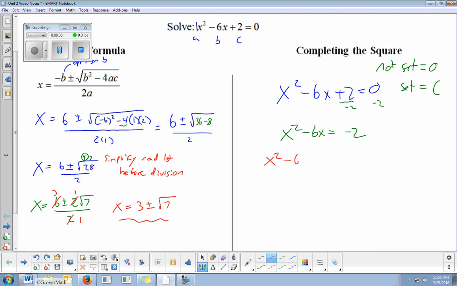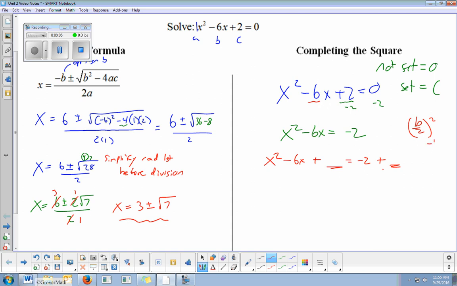But we add something to both sides here. So we make this plus something equals negative 2 plus something. And that something comes from a little mini formula of b divided by 2, squared. It doesn't really matter whether it's negative b. And so the b term, as I mentioned earlier, is negative 6. Divide that by 2, you get negative 3.